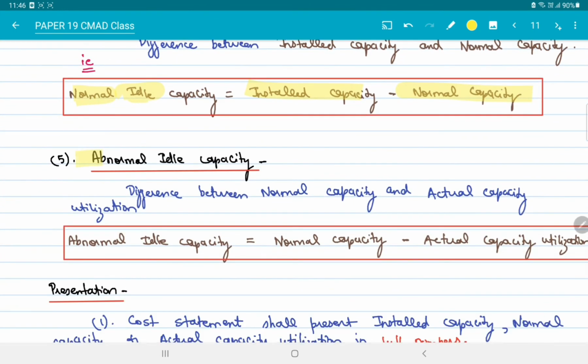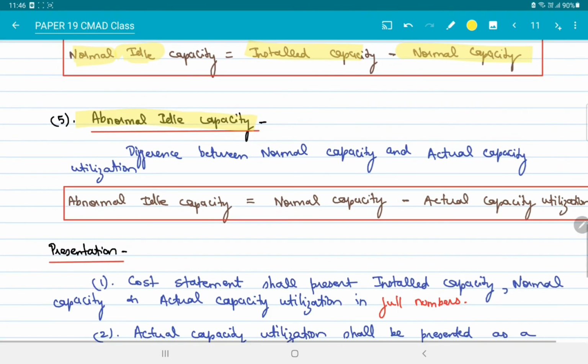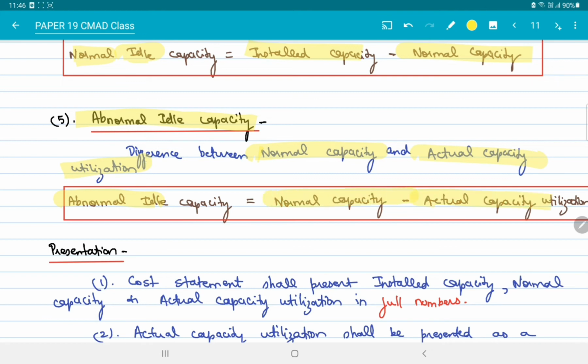Then abnormal idle capacity. After considering internal factors there was some normal capacity, but if the actual capacity is below the normal capacity, it is an abnormal idle capacity. So the difference between the normal capacity and actual capacity utilization is abnormal idle capacity.